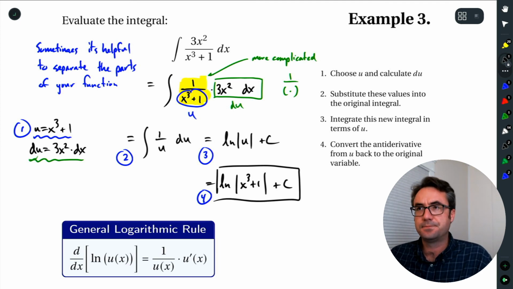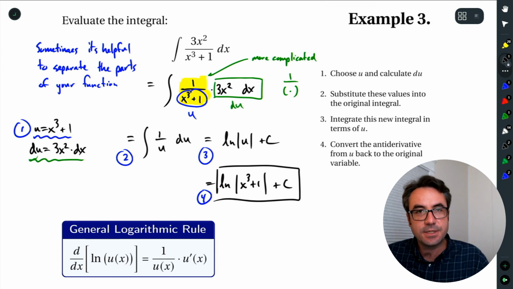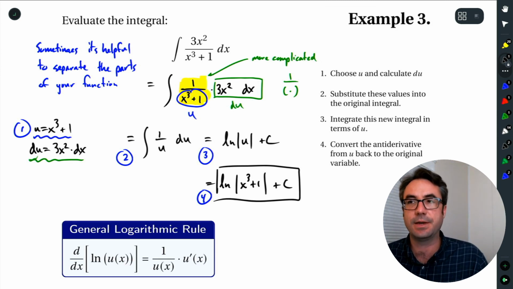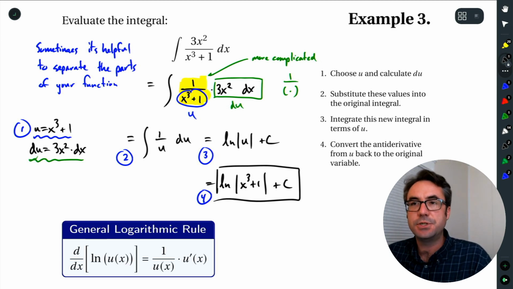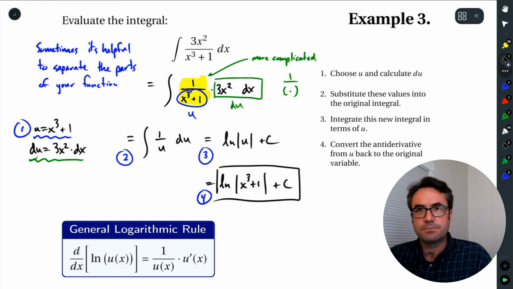All right. Not too bad. It comes with practice. You just need to try a whole bunch of these to get that practice of how to pick u. It's not always obvious right away. The more problems you do, the more natural the choice is going to be. All right, so we'll try some more.